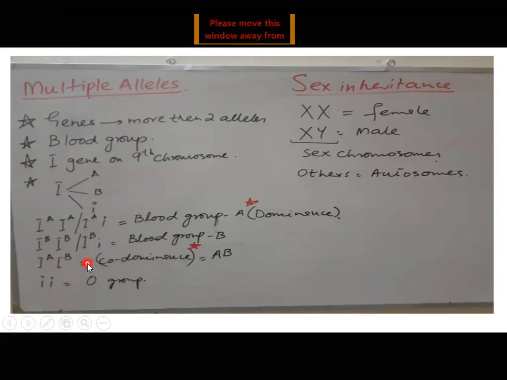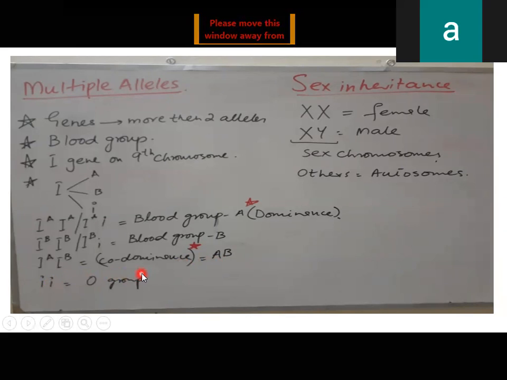And if it is IAIB, that is called codominance. No allele will suppress the effect of the other. Both are equally contributing towards the phenotype. This is called codominance. If both alleles are coexisting and both are showing their effect simultaneously, this is called blood group AB. In the blood group system, this is called codominance. And if it is I naught, then this is blood group O, in the homozygous recessive condition.